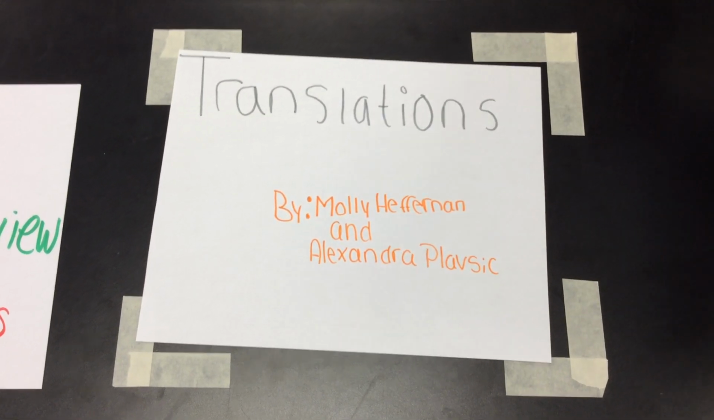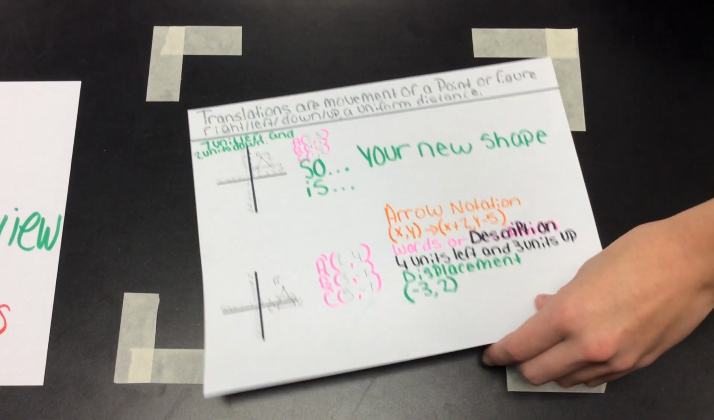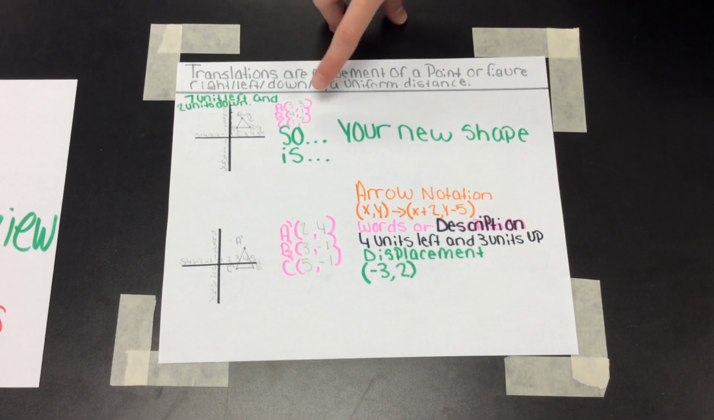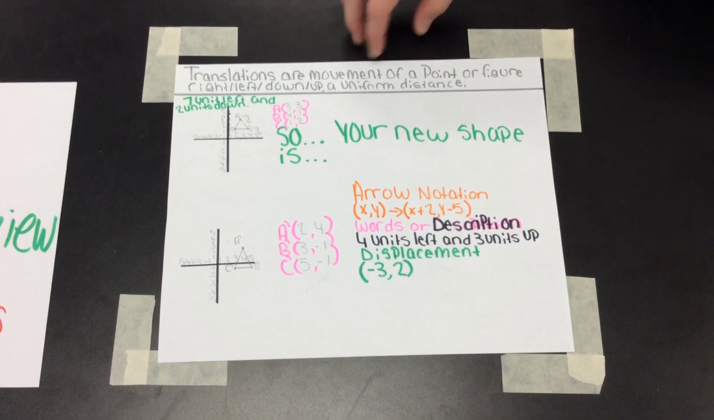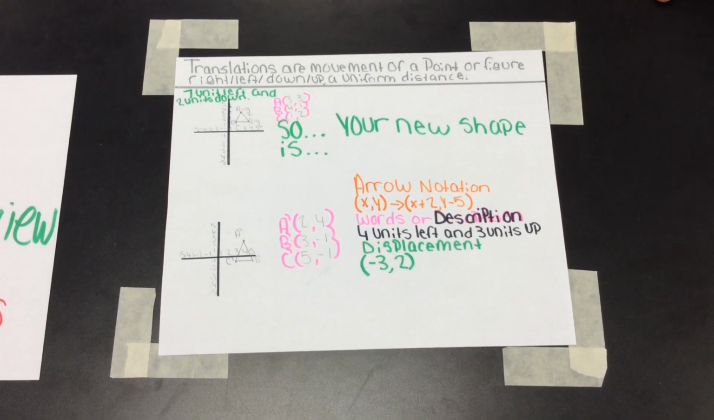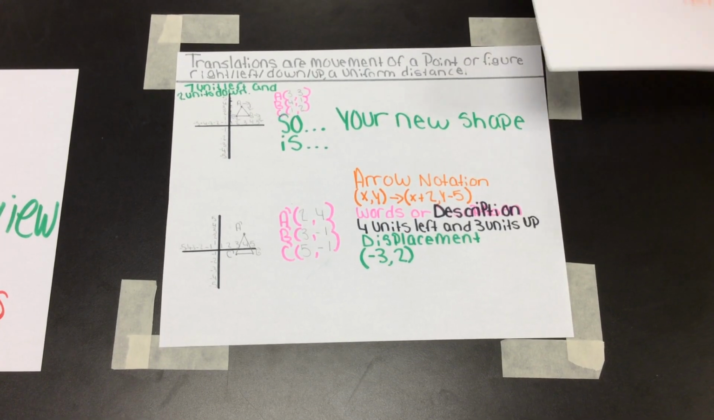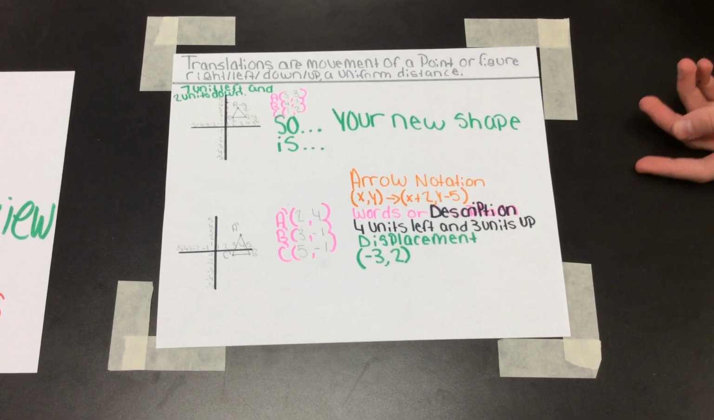Translations by Molly and Alexandra. For the translation, you go 1 unit left and 1 unit down, and then your new shape is moved over. Arrow notation is when you have the arrow facing that way and it tells you, and then words is when it's written out, and displacement is when it's in parentheses.